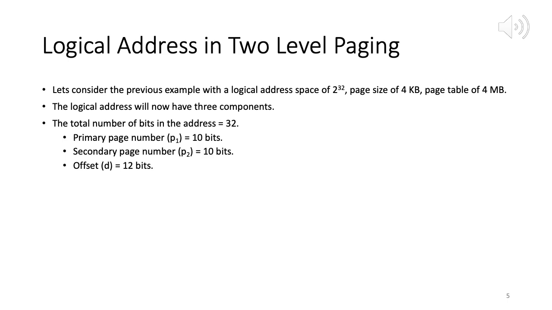So the implication of this is, first, if you look at what is the size of our single level page table, how many entries do we have in the single level page table? 2 raised to 20 entries, right? So now what we are doing is we are dividing this into 2 raised to 10 parts, right? So we have this initial single level page table consisting of 2 raised to 20 entries. We are dividing it into 2 raised to 10 parts.